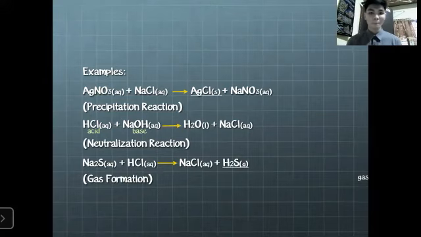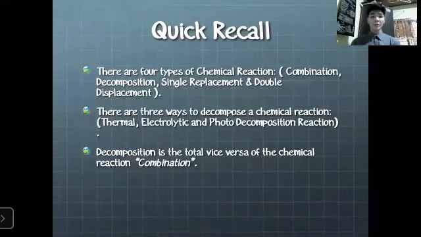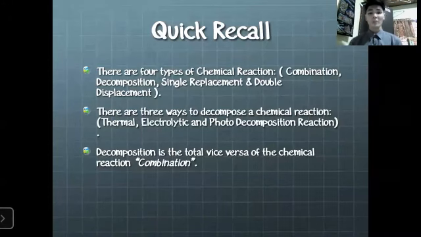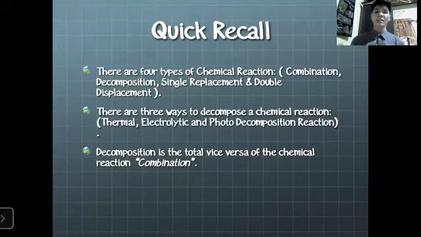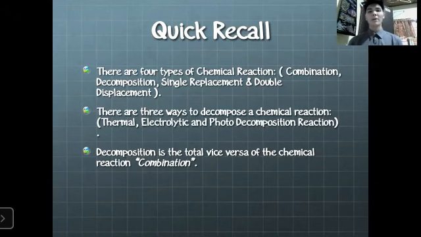Next, let us have a quick recall. Number 1, there are 4 types of chemical reaction: combination, decomposition, single displacement, and double replacement. Number 2, there are 3 ways to decompose a compound: thermal, electrolysis, and photo-decomposition. And number 3, decomposition is the total opposite of the combination reaction. That is right. We have reached the end of our topic.